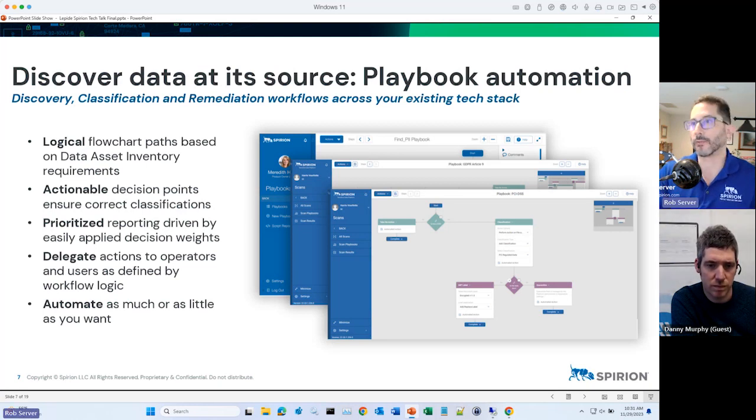Playbooks have a logical flow. So do your business rules. We can map your business rules to those flows and make actionable and prioritized checkpoints to understand what has to happen at what point. We can delegate ownership of that, and we can automate as much or as little with that. So if you want to have a user step in and say, no, I need to review this before a permanent action such as a delete, then that's fine. If you want to apply an encryption cure, we can do that as well.